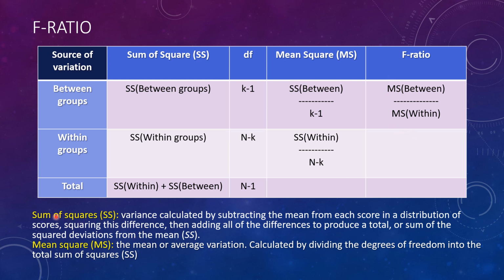And I've described for you what the sum of squares is down below: it's the variance calculated by subtracting the mean from each score in a distribution of scores, squaring the difference, and adding all the differences to produce a total or sum of the squared deviations. That's what it is. You'll get a better sense of what that is if you go through the second handout that I posted for you in Moodle.